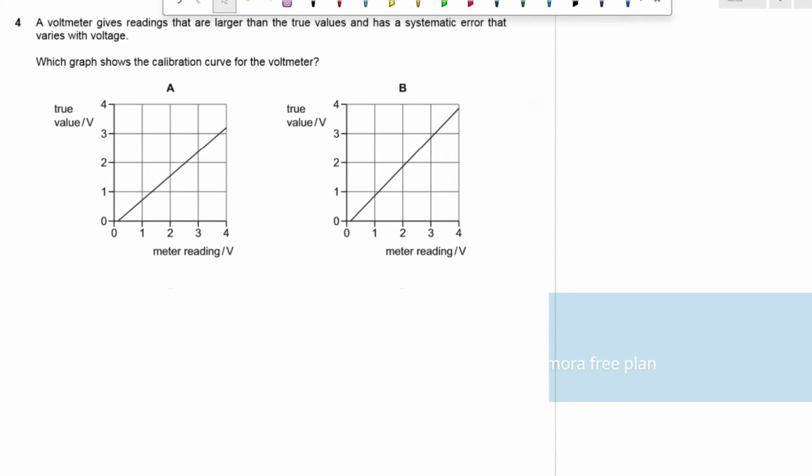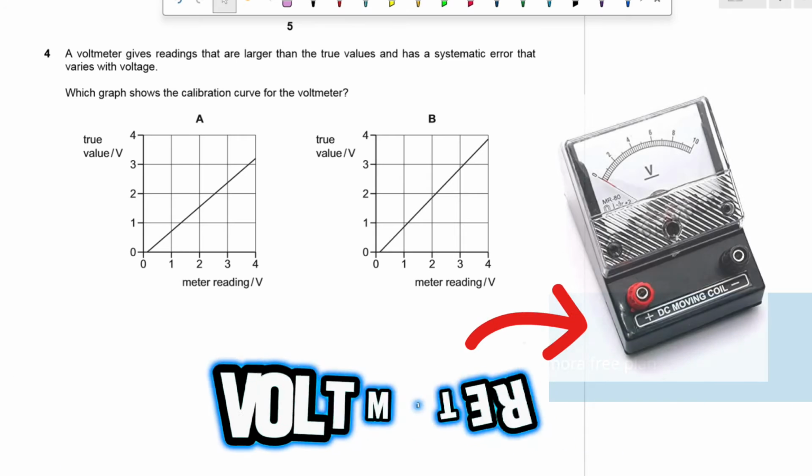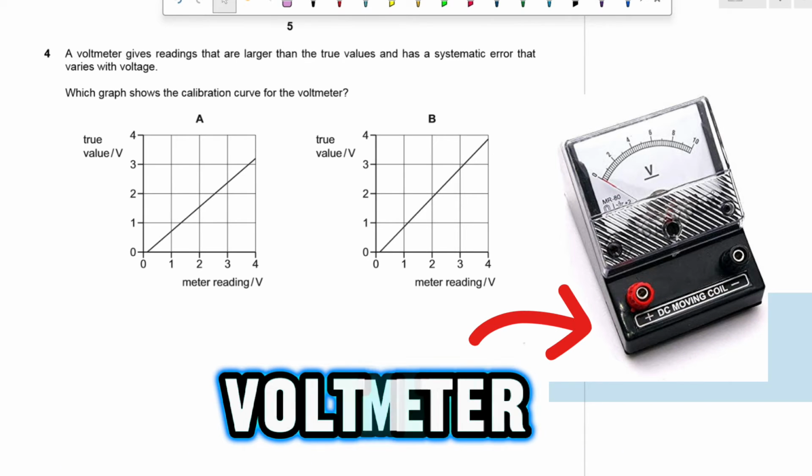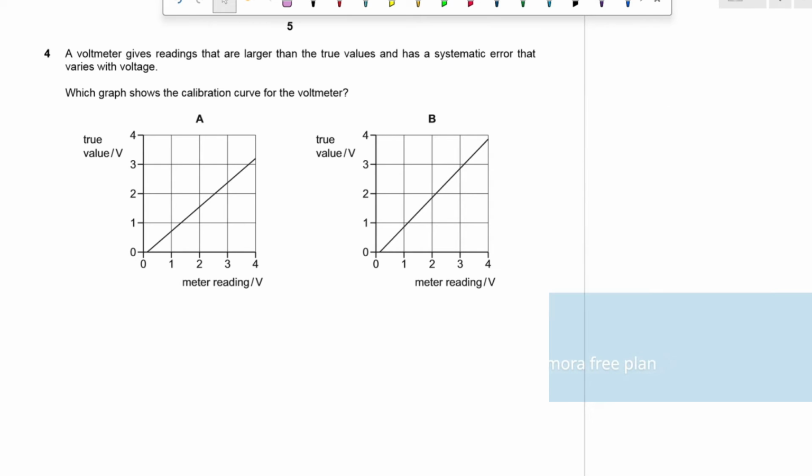We've been given a voltmeter that gives readings that are larger than the true value. So you have a voltmeter, it's a very fancy equipment, and it measures voltage, how much work is going to be done in moving between point A and point B. But we've been told that it gives readings that are larger than the true value, and it has a systematic error. So guys, underline important terms here. So we have this systematic error.